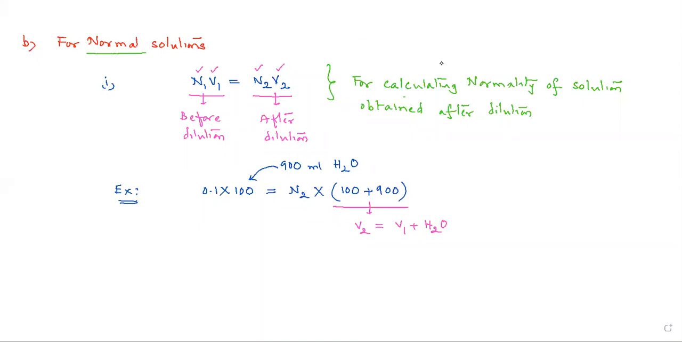Okay. So from this, we can calculate N2. It will be 10 times less. N2 is, of course, 0.01 normal. You got centinormal solution after dilution. So this is what we can use the relation for.